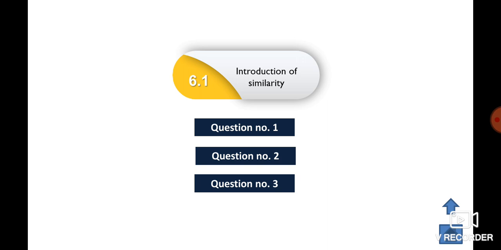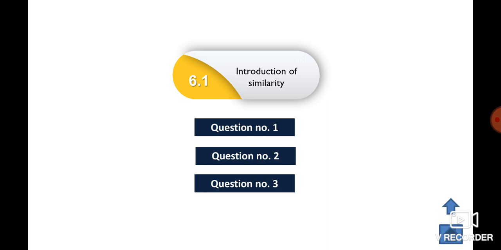In 9th standard, you must have studied congruency. First, you need to understand the difference between similarity and congruency. In 9th standard, we have studied when two figures are congruent, their angles and their dimensions both must be equal. But in similarity, when two figures are similar, their sides are in proportion and their angles are equal.